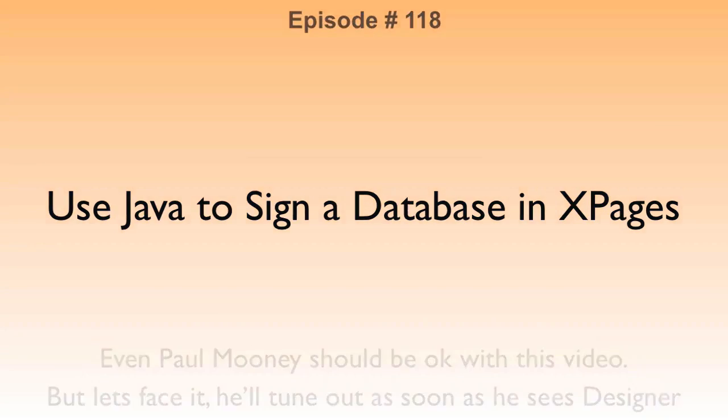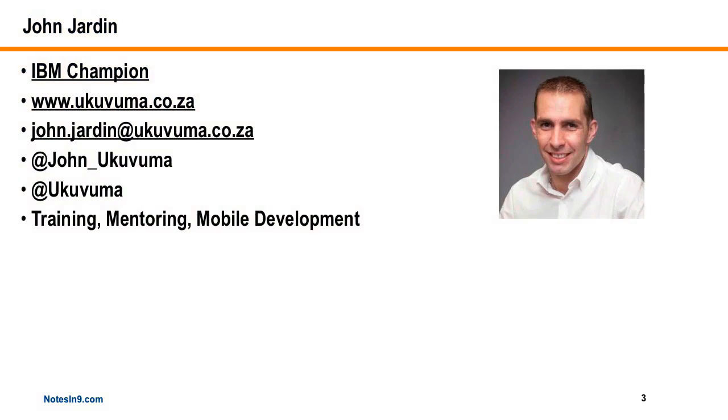Okay, so in today's show, John Jardin comes back on, and John is a great friend. He's an IBM Champion. He works at Ukavuma Solutions in South Africa, and his email, website and Twitter are on here. He does a lot of accelerator development, a lot of XPages, and a lot of training and mentoring. I believe they get into some other technology as well. So if you do have needs, he might be available to help you out, and I recommend contacting him.